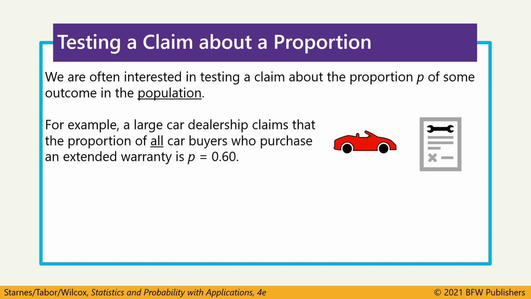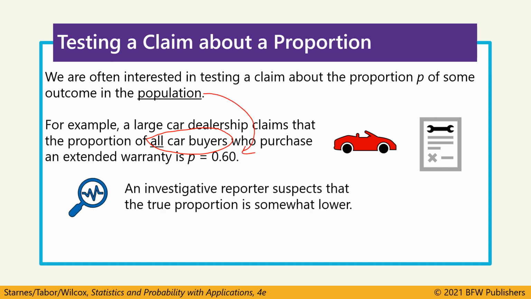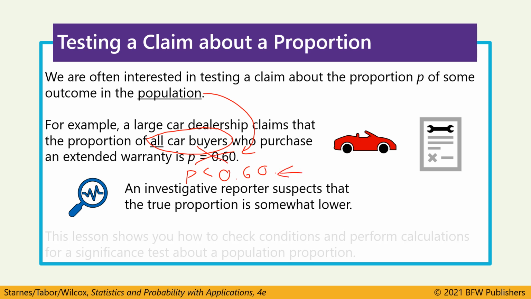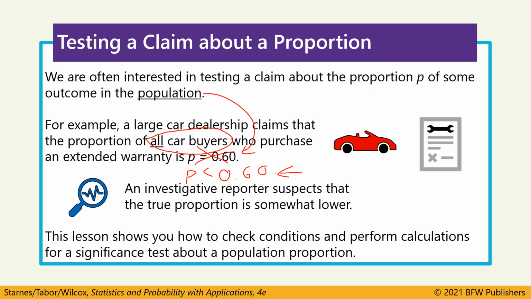So for example, a large car dealership claims that the proportion of all car buyers who purchase an extended warranty is 0.6, 60%. This is about all car buyers, so this is a population parameter. An investigative reporter suspects that the true proportion is somewhat lower, so he thinks that it's actually less than 60%. These are both about a parameter. Now we're going to take our sample and use that sample to try to reject this null hypothesis and prove that the investigative reporter's suspicions are correct.